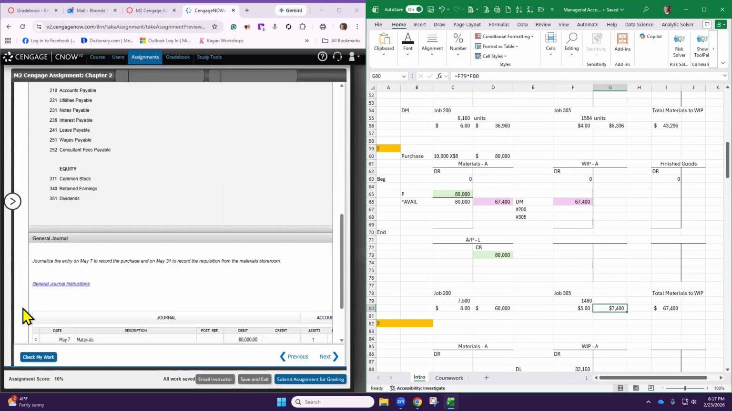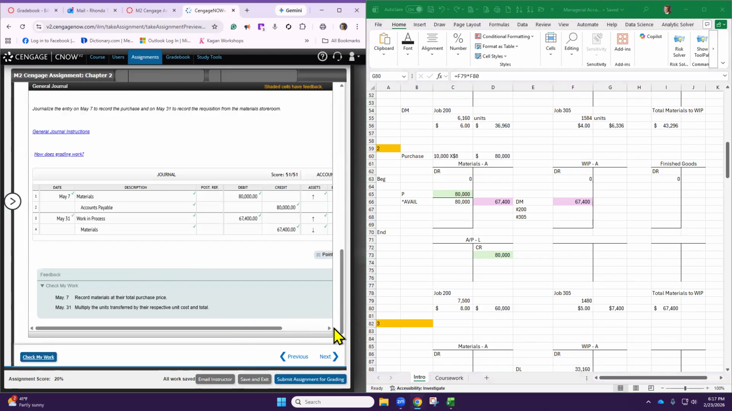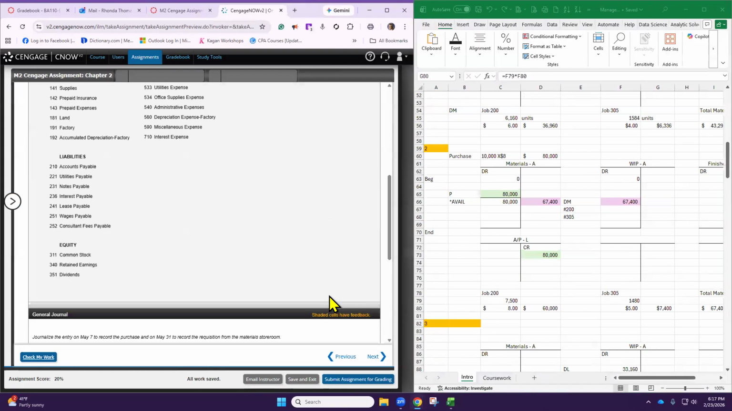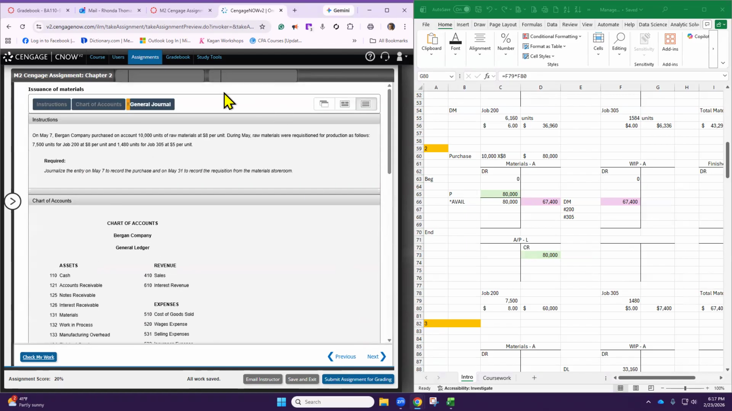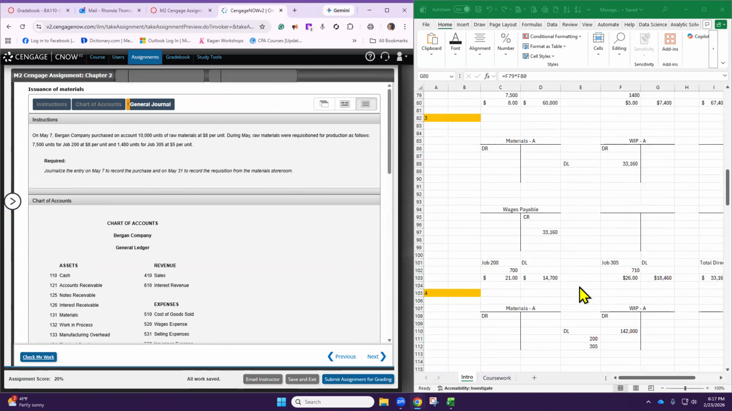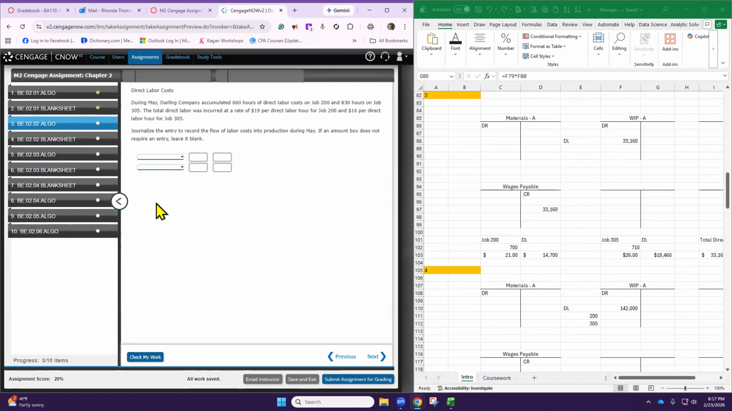Okay, so let's check our work. Should be okay. Let's make sure that we've gotten the points that we were hoping for. Make sure we're done. So 10 out of 10, yes. Okay, so no posting to a ledger. Okay, we're going down to 3 now. Okay, number 3. You're going to get different numbers than I am.